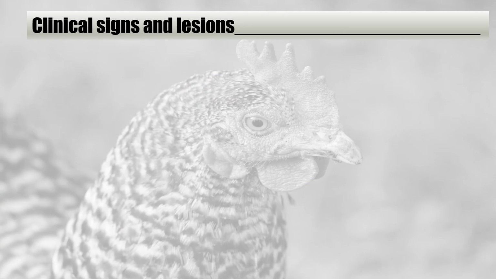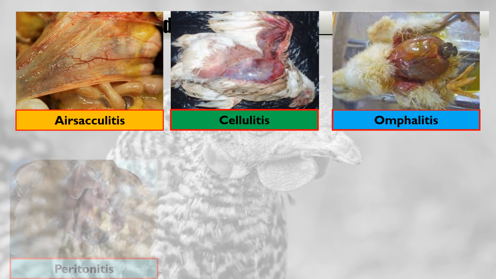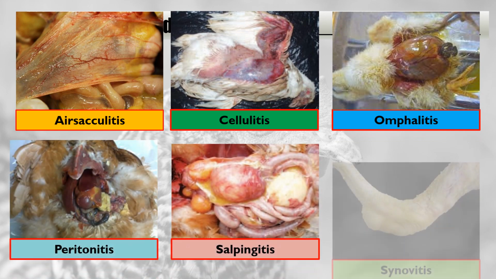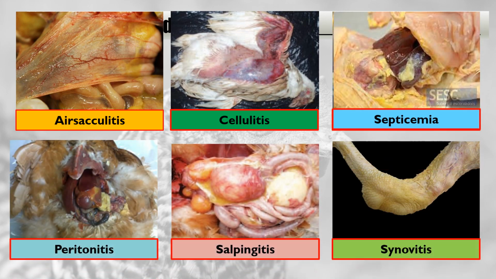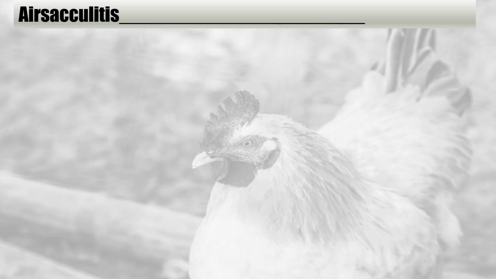A variety of lesions from which E. coli has been isolated include omphalitis, cellulitis, peritonitis, salpingitis, synovitis, septicemia, coligranuloma. Respiratory signs occur and vary in severity.